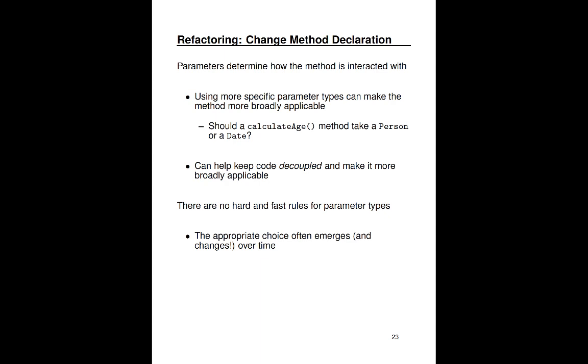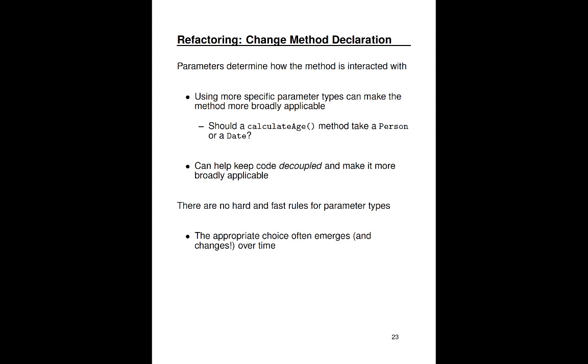Beyond the name of the method, this refactoring also focuses on the parameters and how they can more effectively convey their meaning. For instance, sometimes it's more effective to use a more specific parameter type to make the intent of the method more clear. So consider a method called calculateAge. Is it better for it to take a person object, or is it better for it to be more general and take a date object? Without seeing the rest of the code, it's hard for me to know.